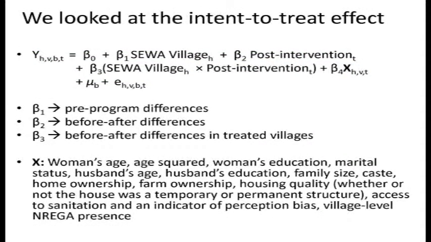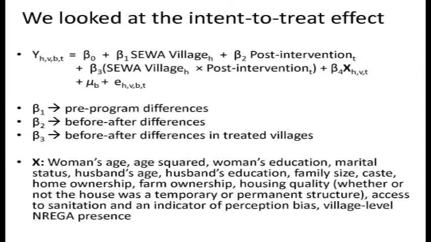So we looked at the intent to treat effect, of course, because not all women in treatment villages are members of actual self-help groups. It's a voluntary thing, right? So we can only look at the intent to treat. And all the observations here are disaggregated at 4 different levels. We define them according to which household you belong to, which village you belong to, what block your village belongs to, and there's also a time dimension, the pre and post intervention in this case.